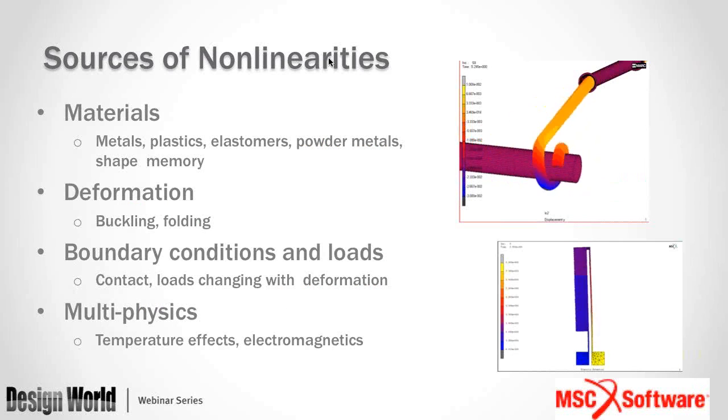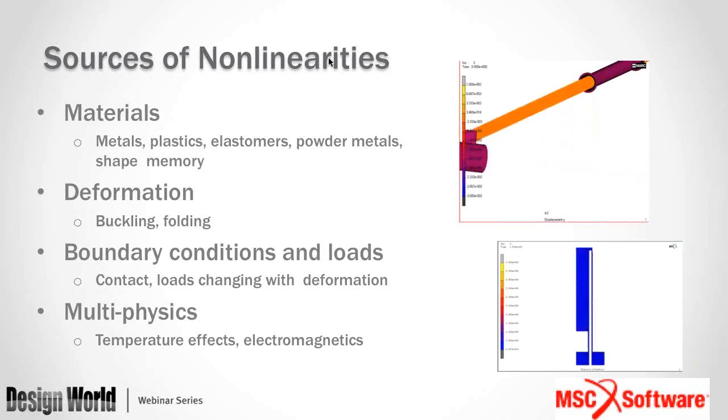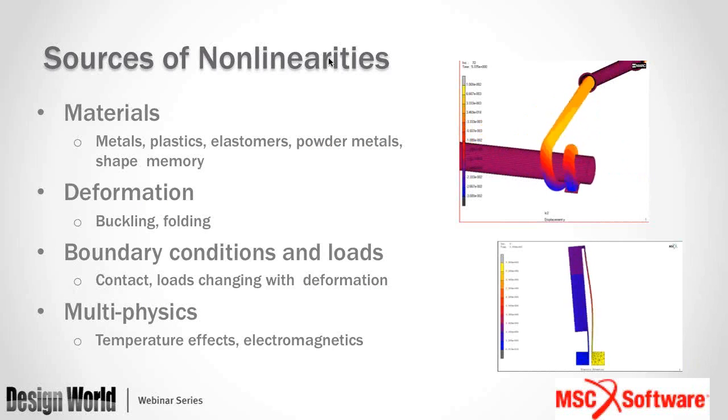Secondly, large deformation is another source of nonlinearity. Examples include buckling or any kind of folding that you might see in structures, and also any kind of large rotations. Next is changing boundary conditions. If the applied loads on a body continue to change based on some criteria that you may not be able to predict, you have a nonlinear problem. Contact, of course, is the most common one.